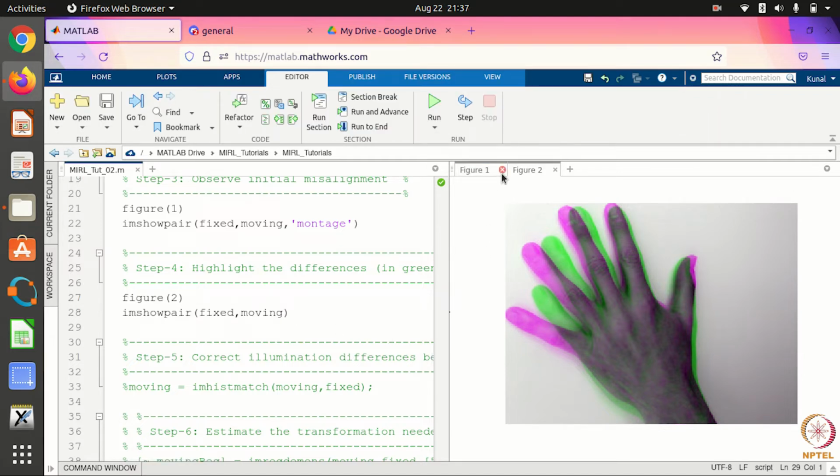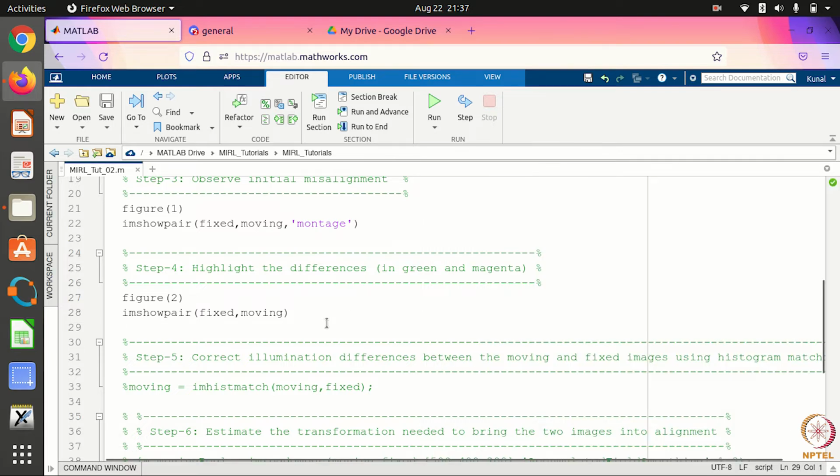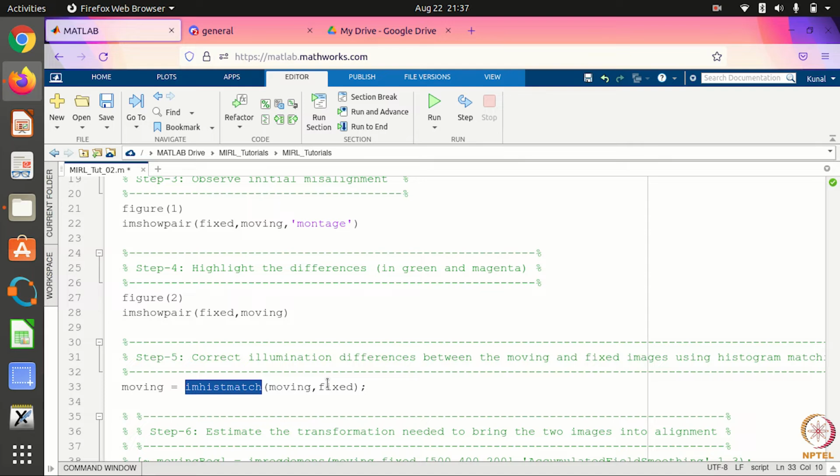So the next step is to correct the illumination differences between the moving and fixed images using histogram matching. For histogram matching, you can refer to the lecture by the professor. This is a common pre-processing step. So here we do histogram matching. In MATLAB, you can use the inbuilt function imhistmatch for histogram matching.